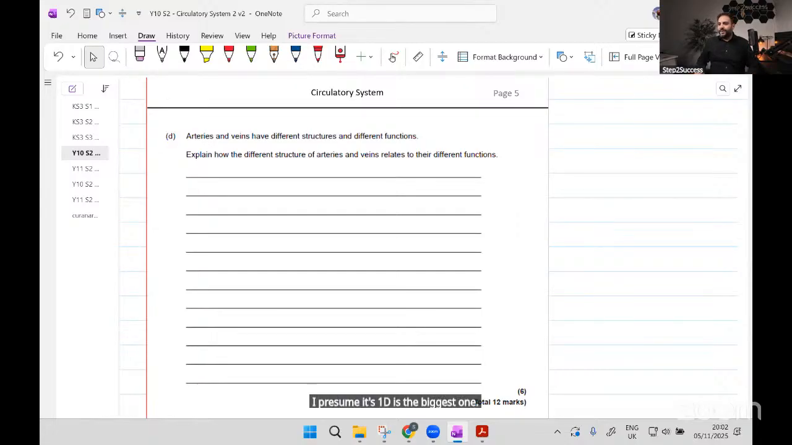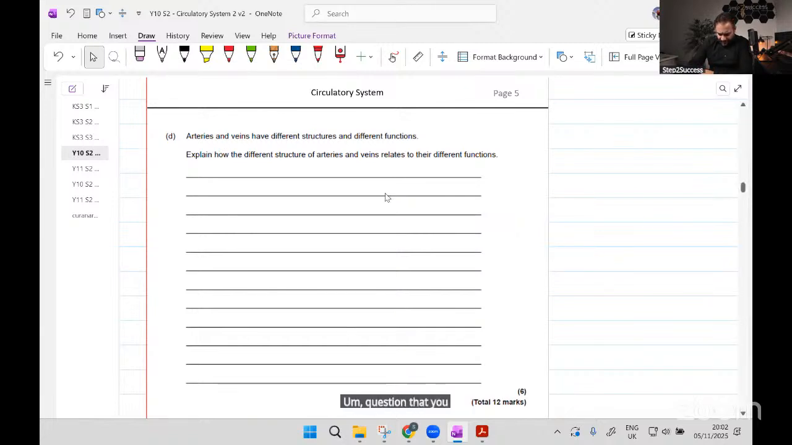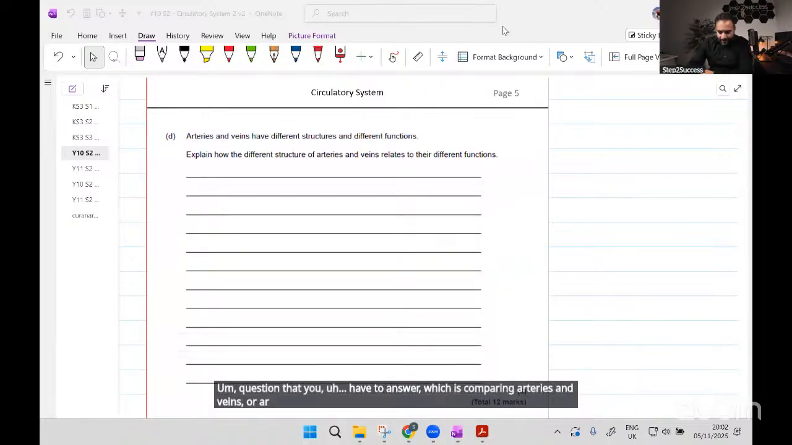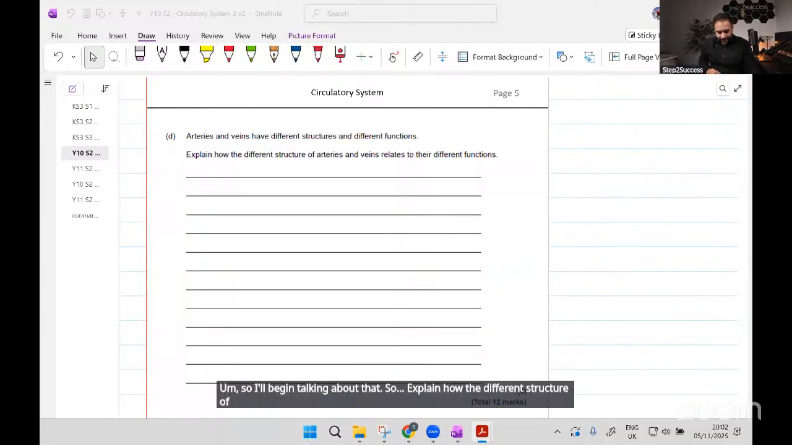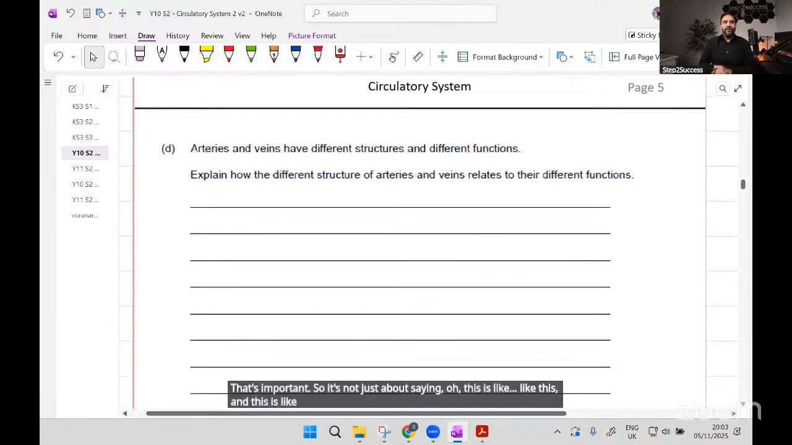But on the assumption that it is, let's talk about this question because it's a very common question that you have to answer, which is comparing arteries and veins and capillaries and stuff like that. So I'll begin talking about that. So, explain how the different structure of arteries and veins relates to their different functions. That's important. So it's not just about saying, oh, this is like this and this is like that. How does that link to what it has to do?